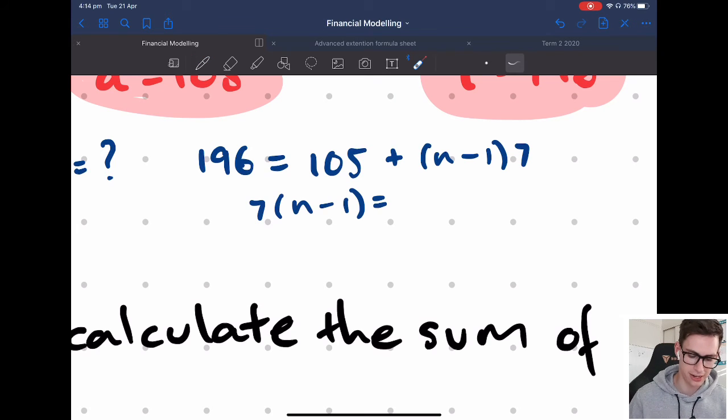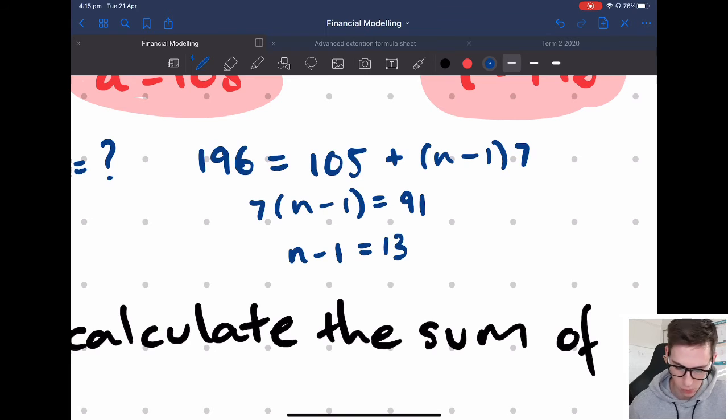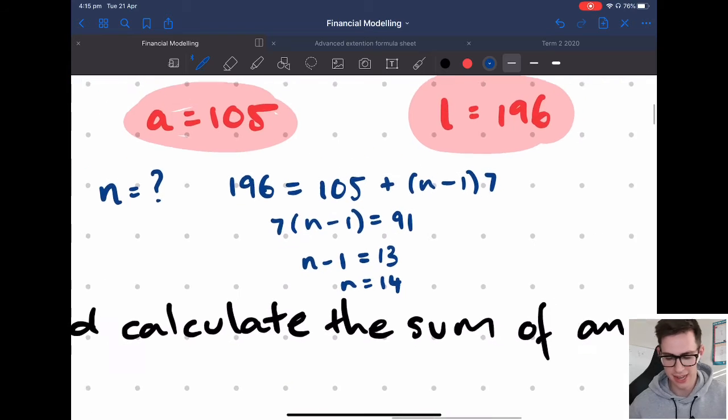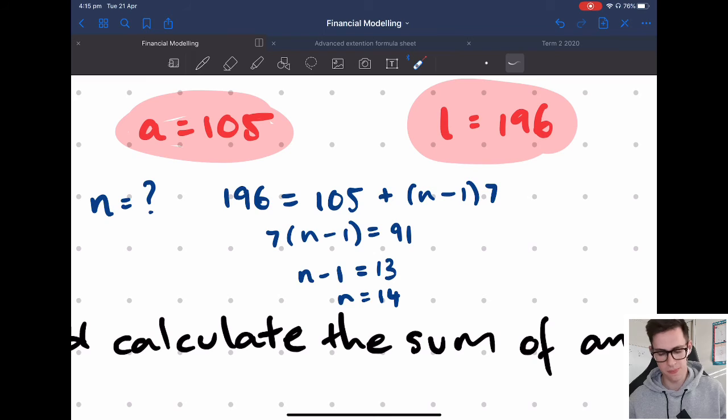And if I was to take 105 away from 196, I believe I'd be left with 91. And then what I need to do is get rid of this 7 by dividing across. Now 91 divided by 7, it does come out nicely. It's 13. It's always a good sign when a division comes out nicely. Finally, I need to get that 1 across, so I'm going to add it, and I get n equals 14. That tells me that this 196 is my 14th term.